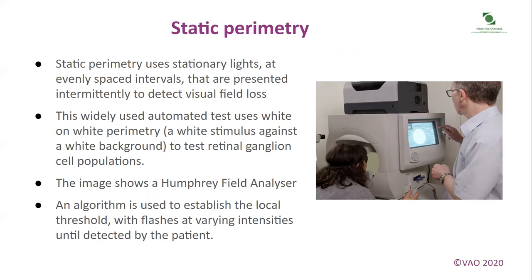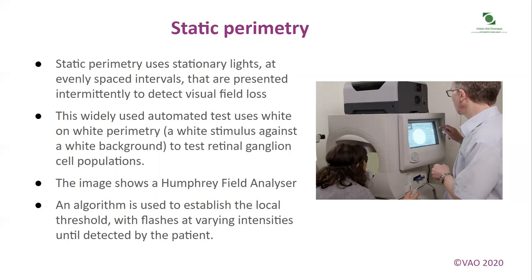Static perimetry uses stationary lights at evenly spaced intervals that are presented intermittently to detect visual field loss. This widely used automated test uses white-on-white perimetry, a white stimulus against a white background, to test retinal ganglion cell populations. The image on the slide shows a Humphrey field analyzer.